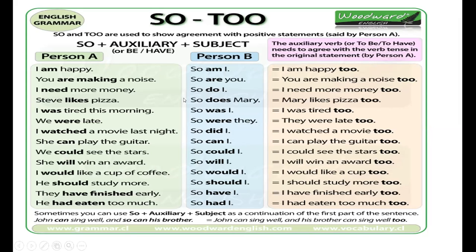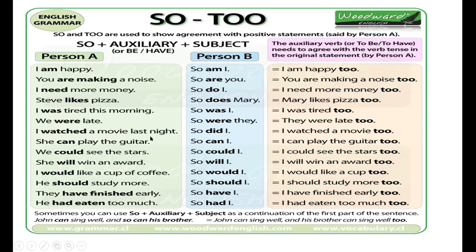For example, "I need more money, so do I." It's equal to saying, "I need more money too." "Steve likes pizza, so does Mary." Or it equals to say, "Mary likes pizza too." "I was tired this morning, so was I." It equals to say, "I was tired too." "We were late, so were they." It equals to say, "they were late too."